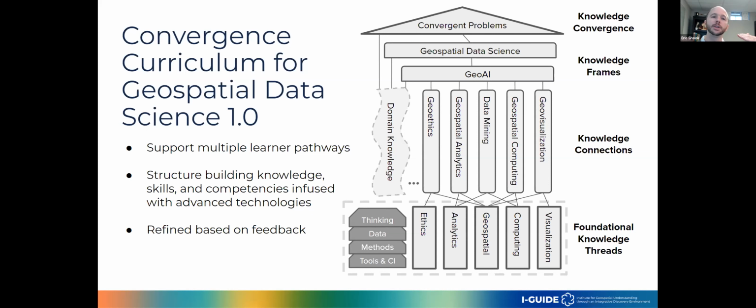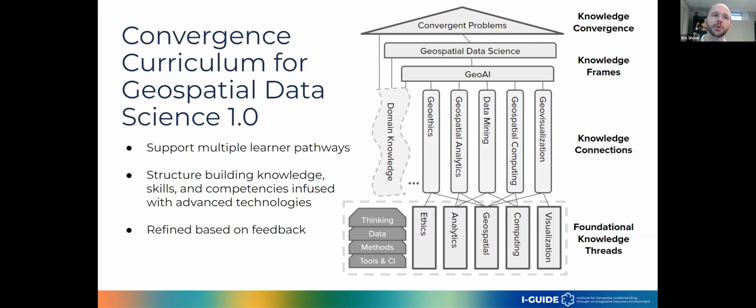So then we have these knowledge connections, and then we move up into knowledge frames. And this is where we're starting to really infuse that technology, which frames what it is that you're doing, the questions that you ask, the way that you work with the data, and starts to have its own workflows and methodologies. So we work up from GeoAI into Geospatial Data Science, incorporating a little bit more domain knowledge as we start migrating our way up.